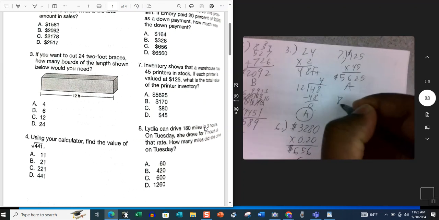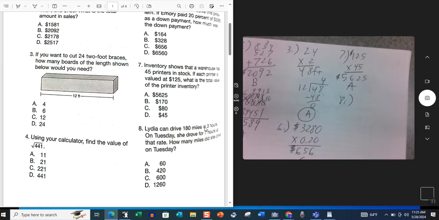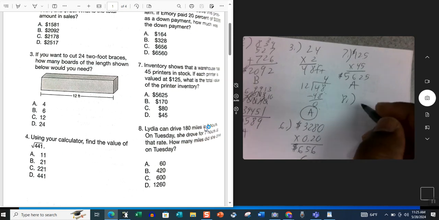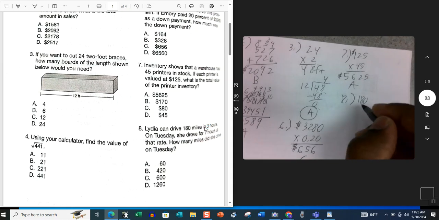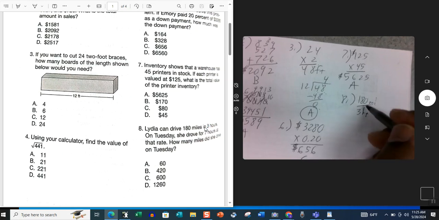Now number 8, it says Lydia can drive 180 miles in 3 hours. On Tuesday, she drove 7 hours at that rate. How many miles did she drive on Tuesday? So first of all, she drove 180 miles in 3 hours. So what we're trying to do is establish her miles per hour.